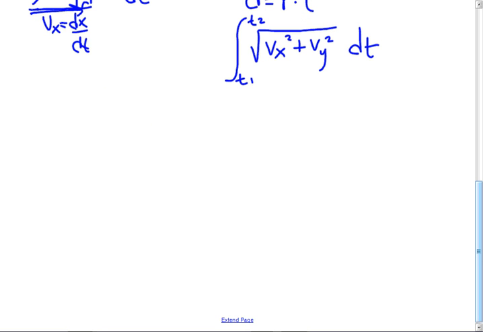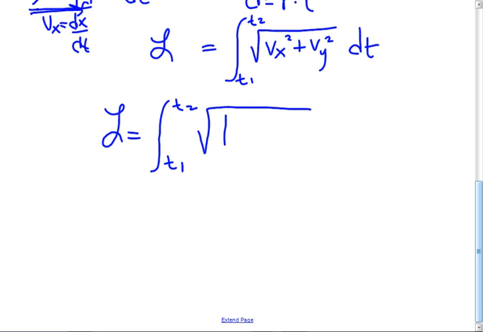Let me formally write this out. This is L. So L is equal to the integral from T1 to T2. You're going to have to find the times. They may give you the positions, but not the times. It's the square root of dx dt squared plus dy dt squared.